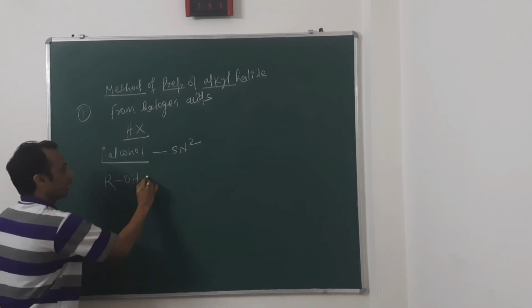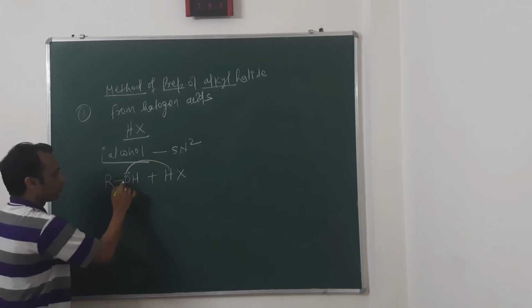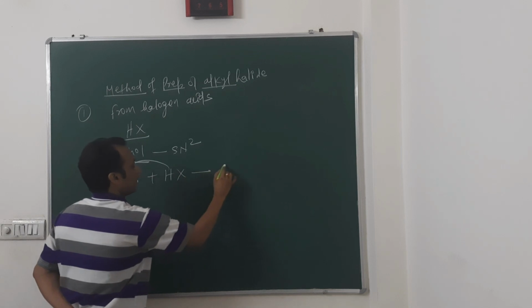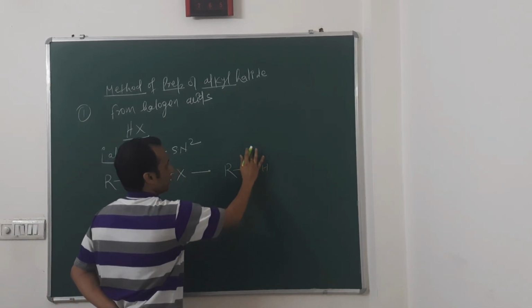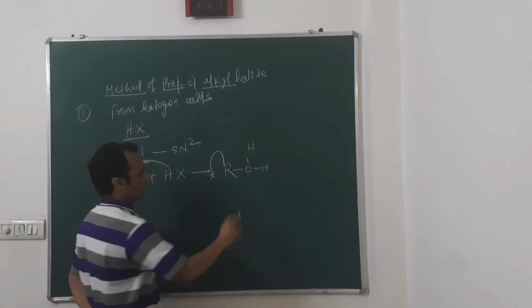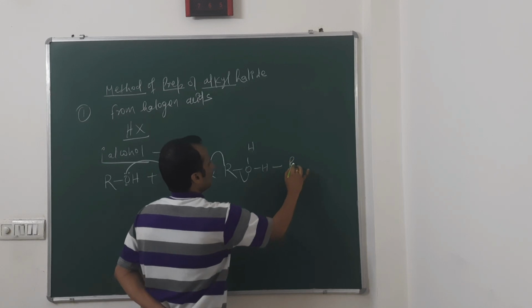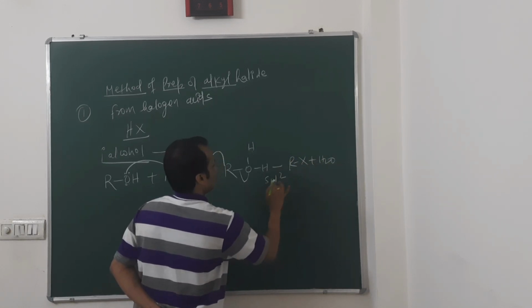ROH you have, and we have taken the HX. H will attack because of the lone pair there. So what will happen? ROH and H are there, correct? And X will attack from this side. So what happened? That will form RX plus water. So this is the SN2 path.